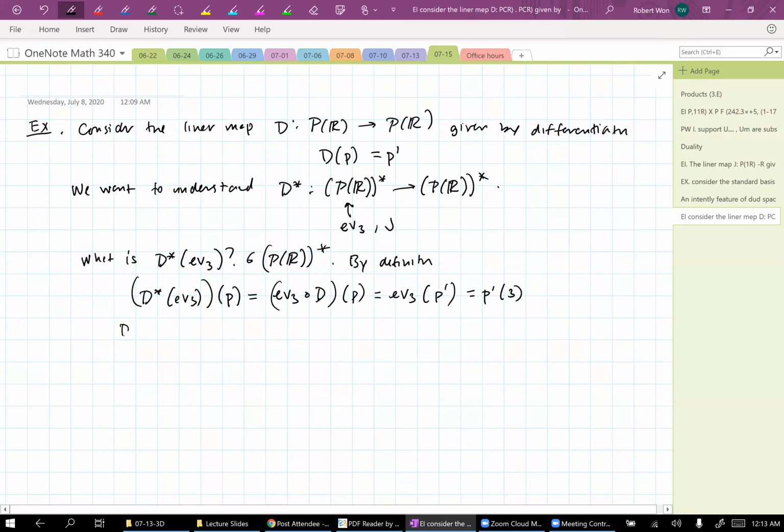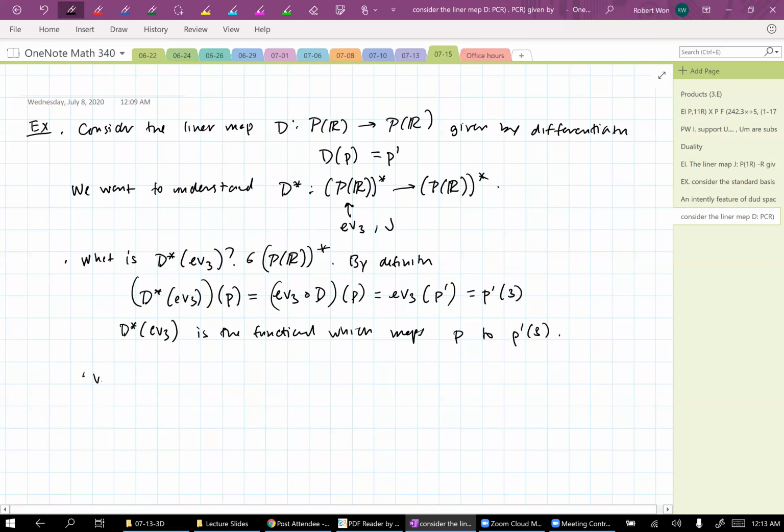Right, so this is the functional which maps P to P prime of 3. That's what D dual does to one element of the dual space of P of R.